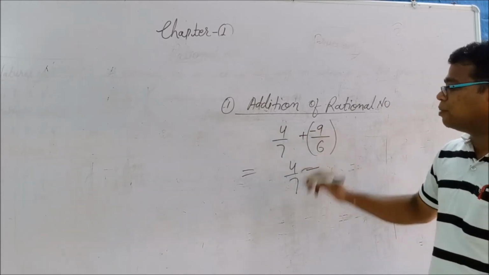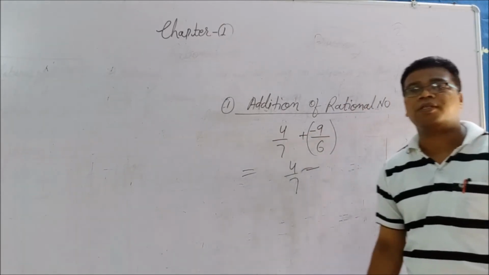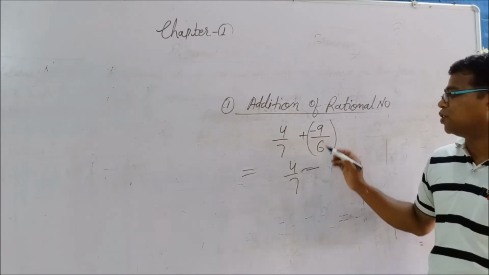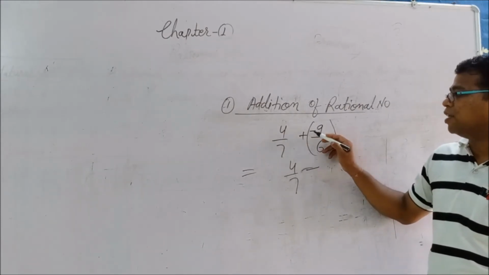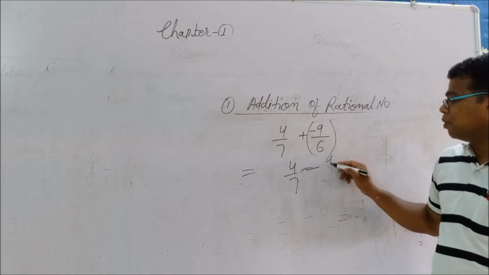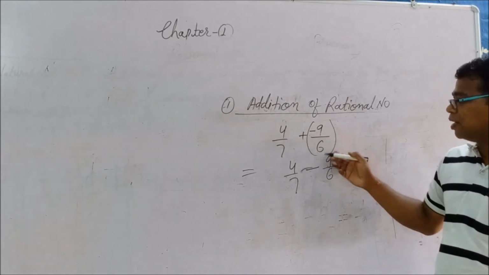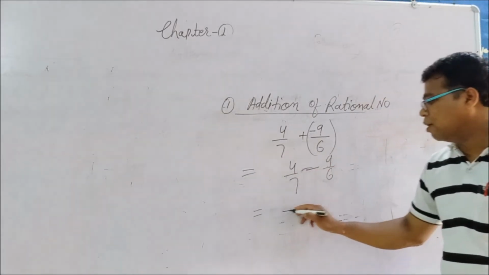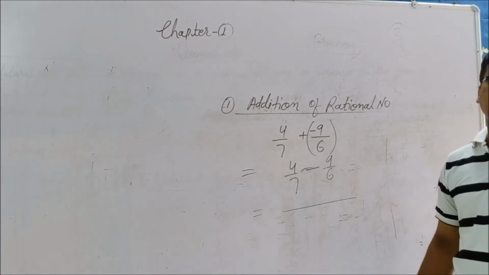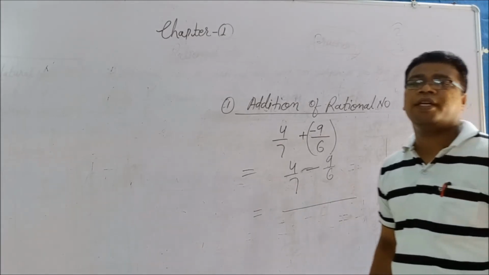Because whenever plus and minus signs come in the operations, according to the multiplication rule, plus and minus will give me the minus sign, upon 42. That thing I will tell you in detail later on. What is the LCM of 7 and 6? I will give you a little trick.